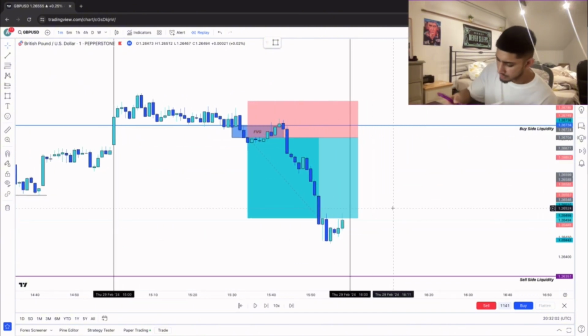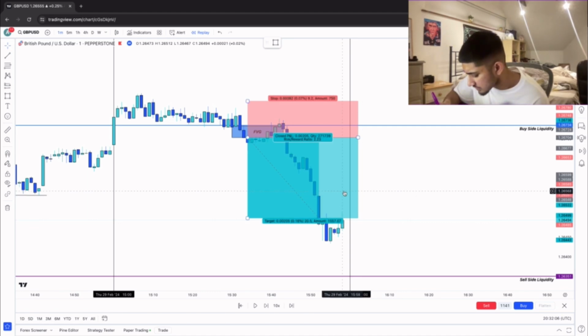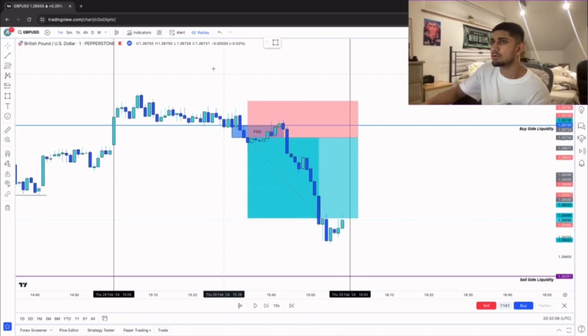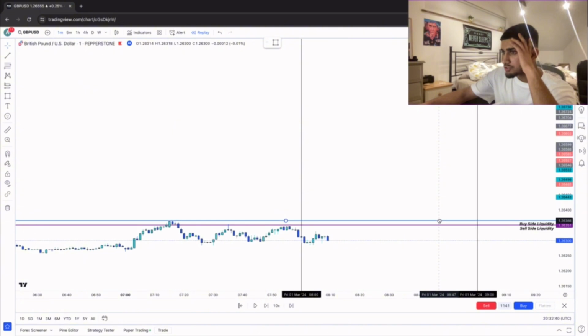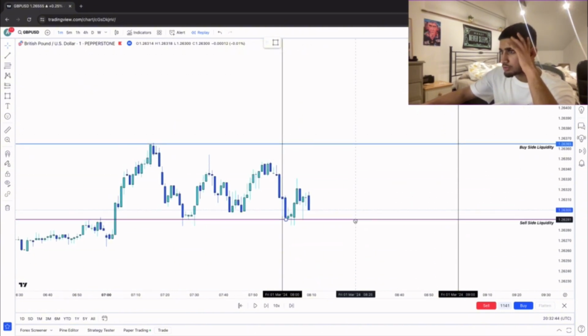Okay boys, so we smashed TP there. So that is a PM session winner. So that is 2 wins on the PM. So we have our buy side at the top of these highs, sell side at the bottom of these lows.